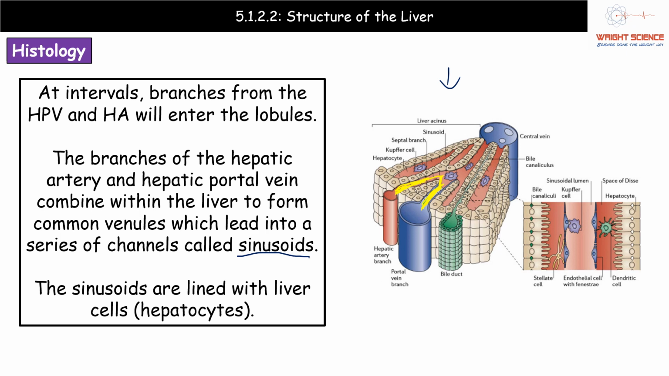So the sinusoids then are basically going to be lined with these special cells called hepatocytes. And again, if we break down that word, hepato is just meaning liver, and cytes means cell. So basically, they are the liver cells that line it. And you can see them in the diagram, almost looking like little square or cuboidal little shapes there.